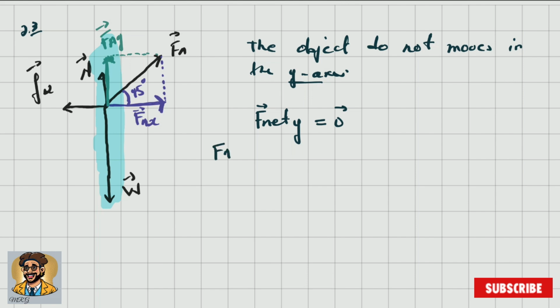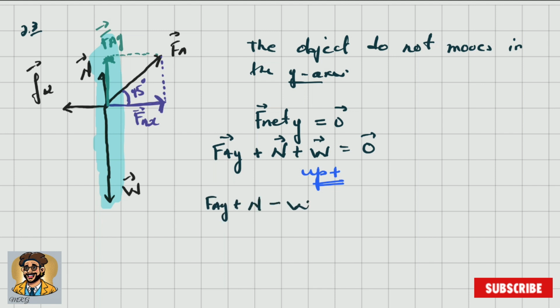What forces do we have in the y? We have applied force in y, we have the normal force, we have the weight, and all that is equal to 0. If we say up is positive, then the applied force in y plus normal force minus weight is equal to 0. We're looking for normal, so all we have to do is rearrange for normal. Then we have everything, everything is given to us.